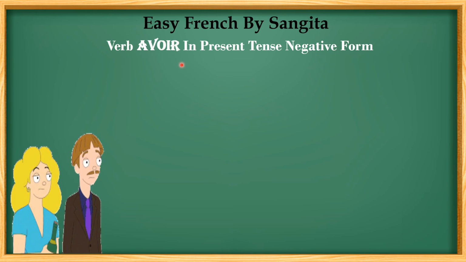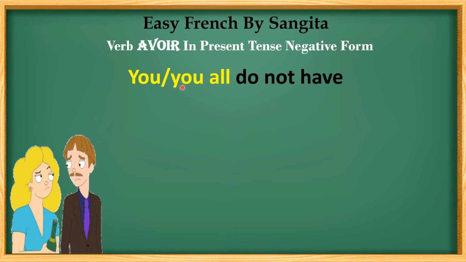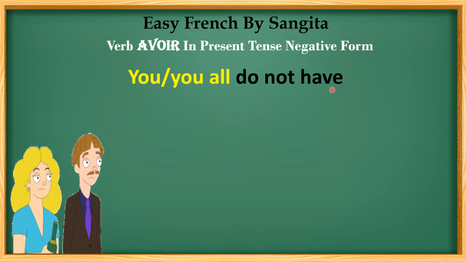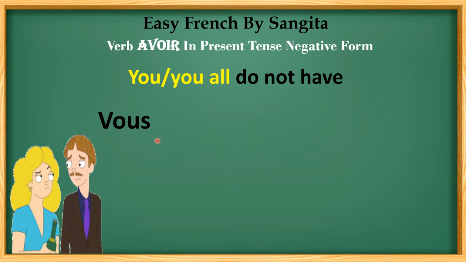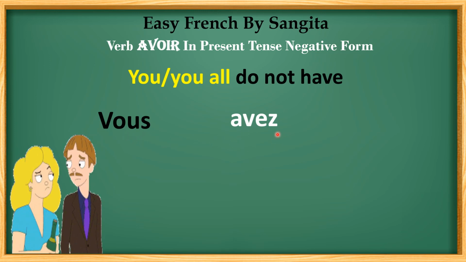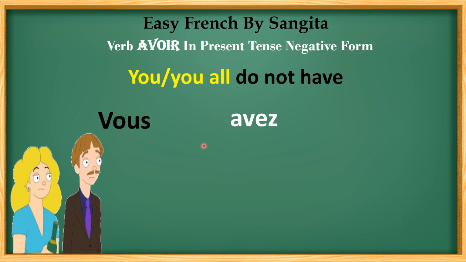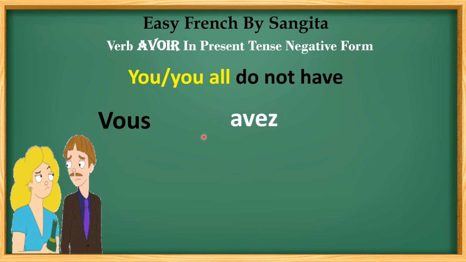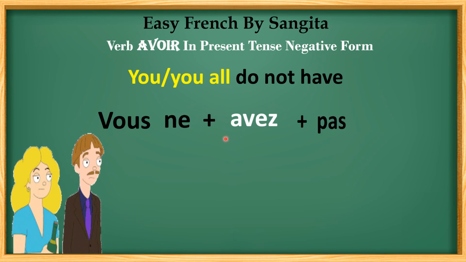So now we are doing the next form, that is you or you all, meaning you do not have or you all do not have. So for you we use vous, which is formal. Now you know that vous is masculine, feminine, singular, plural. For all things we can use vous. Now the verb is vous avez. Vous avez means you have or you all have. Now you do not have, so again you have to add ne and pas on either side of the verb.